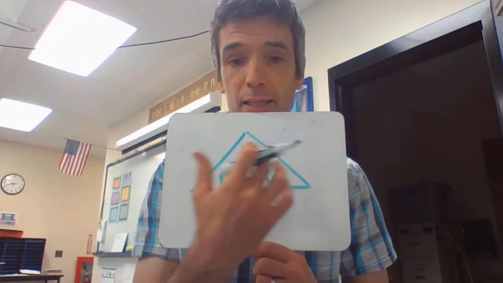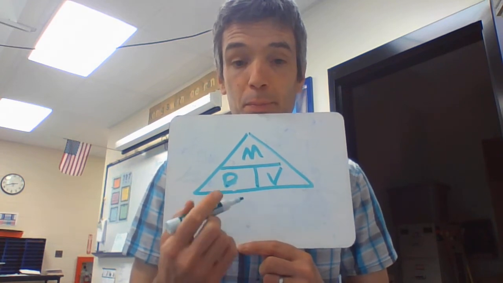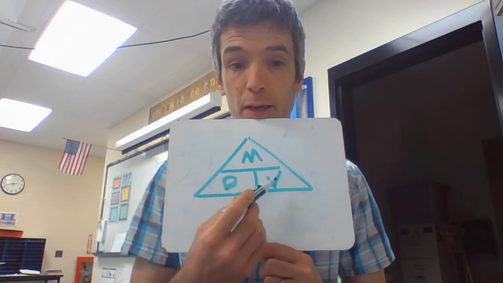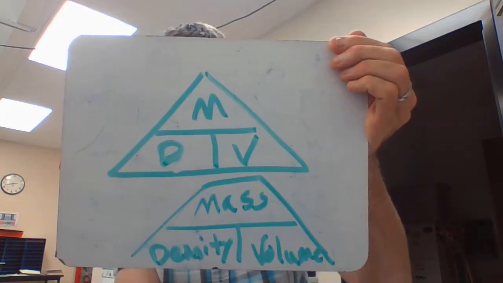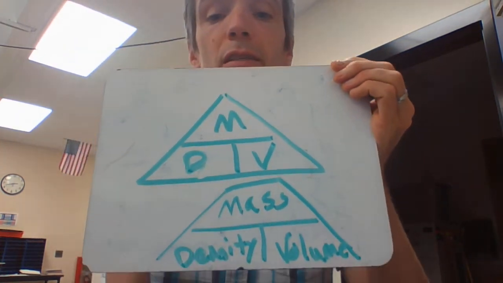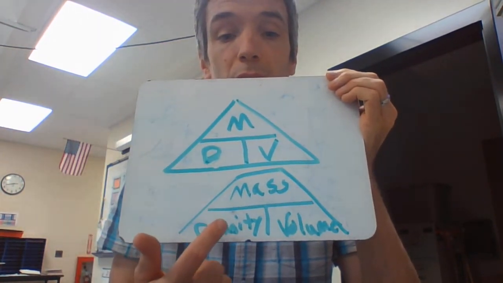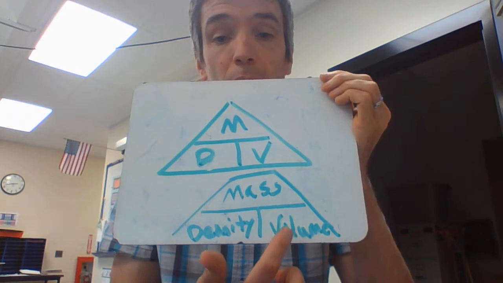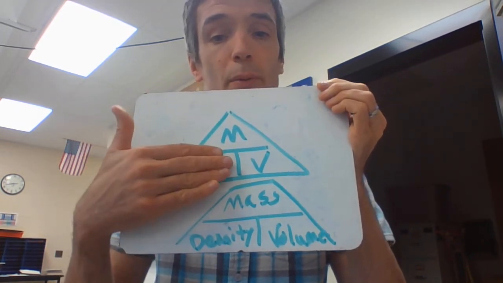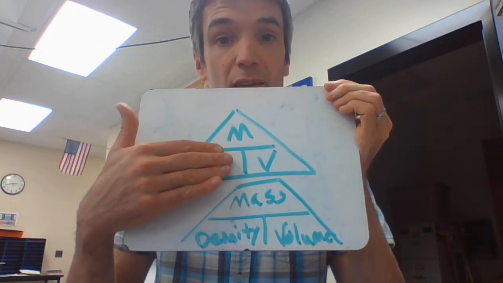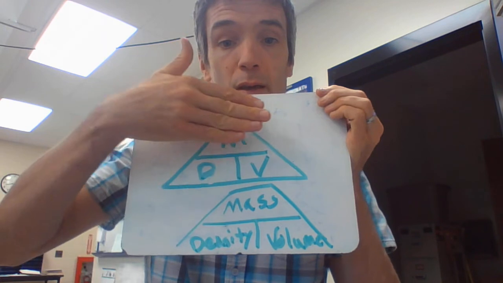So here is the density formula pyramid. D is M over V. I could write that out. As you can see, D is mass over volume, or density is mass divided by volume. Now, the way these pyramids work is you cover up what you're looking for, and this is density. Density is mass divided by volume.